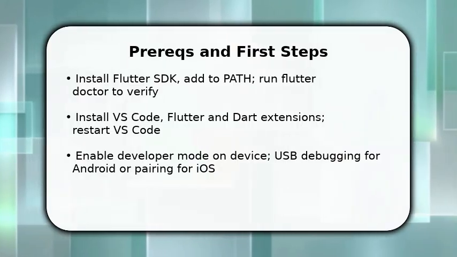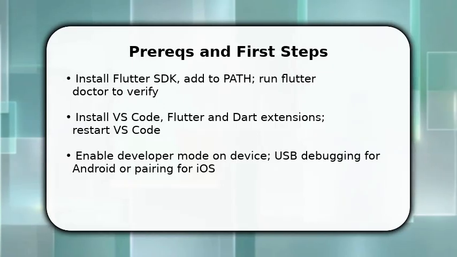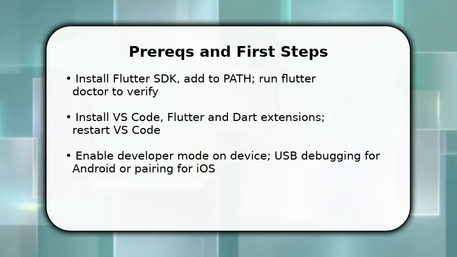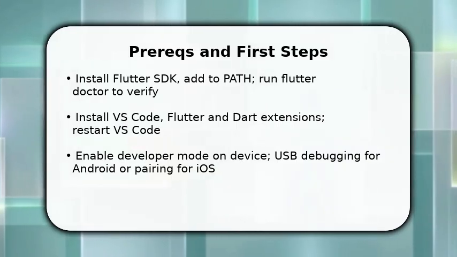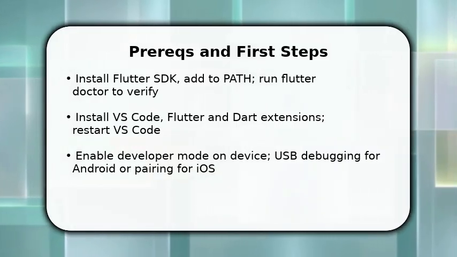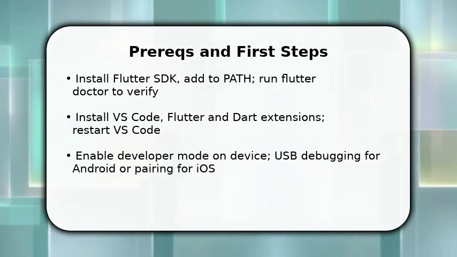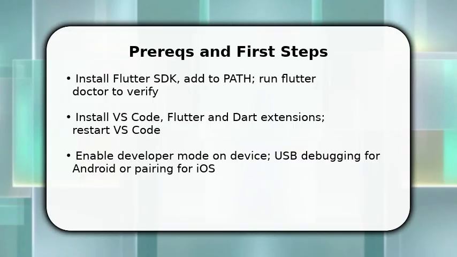On your device, enable developer mode and USB debugging for Android. For iOS, confirm pairing via Xcode or network developer settings. Once done, connect the device physically or prepare it for pairing so VS Code can detect it.